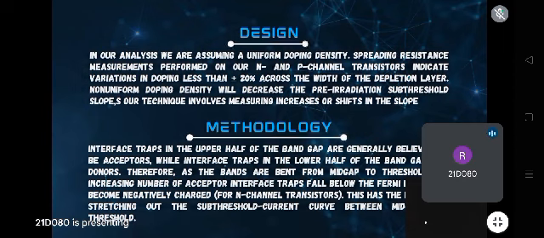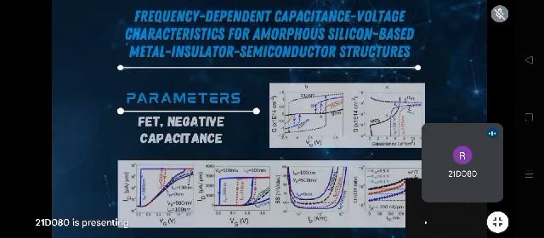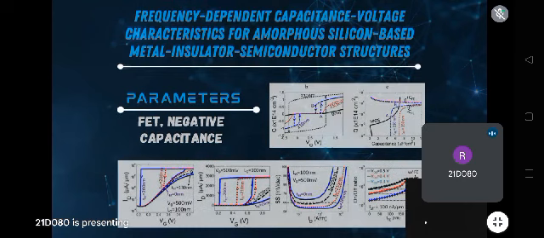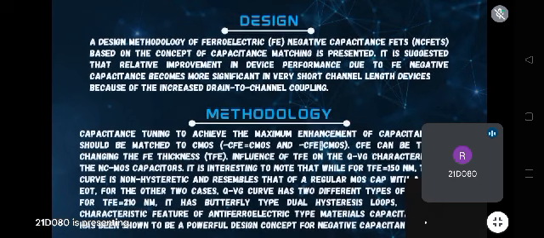Then we are switching on to another paper of this topic, which includes the frequency dependent capacitance voltage characteristics for amorphous silicon based metal insulator semiconductor structure, which includes FET and negative capacitance. As the graphs are shown below, we have undergone different research which includes the characteristics of this paper. In this, the designers are very effectively used and the modeling method is absolutely perfect.